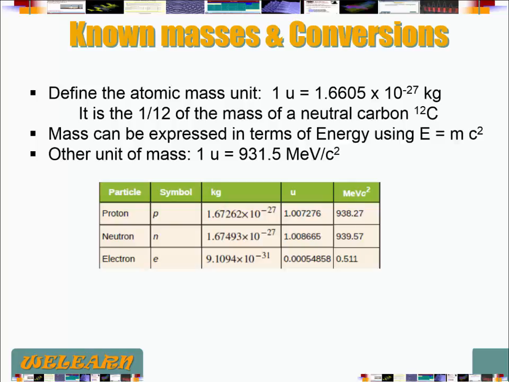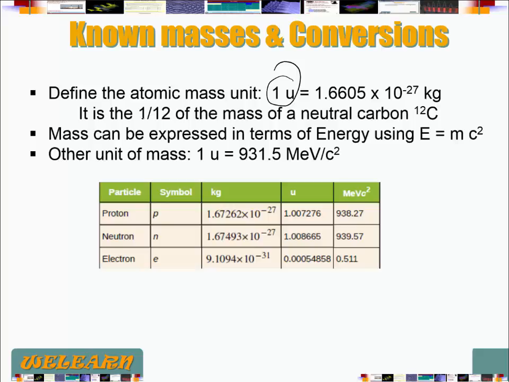In nuclear physics, we use other units in addition to kilograms and joules. That's because, for example, if you consider the proton, its mass is 1.67, etc., 10 to the minus 27 kilograms. That's a very tiny number. However, instead, we use what we call the atomic mass unit, this U, 1U. A 1U is 1.6605 10 to the minus 27 kilograms.